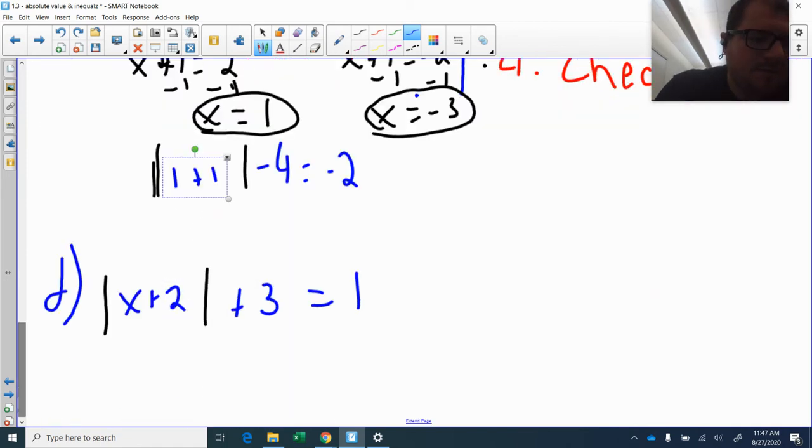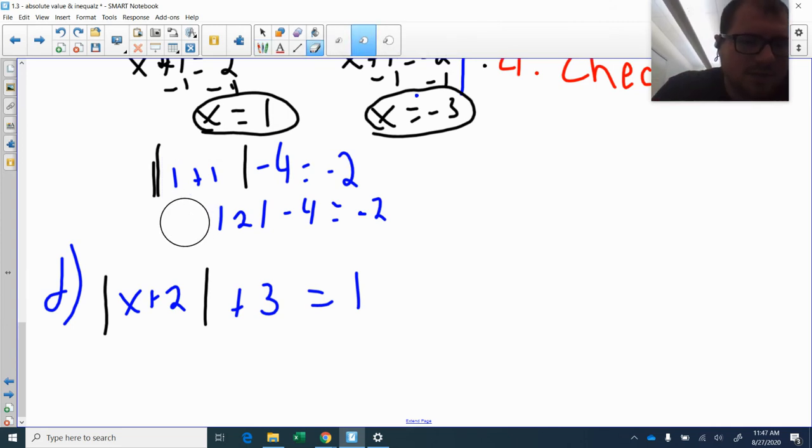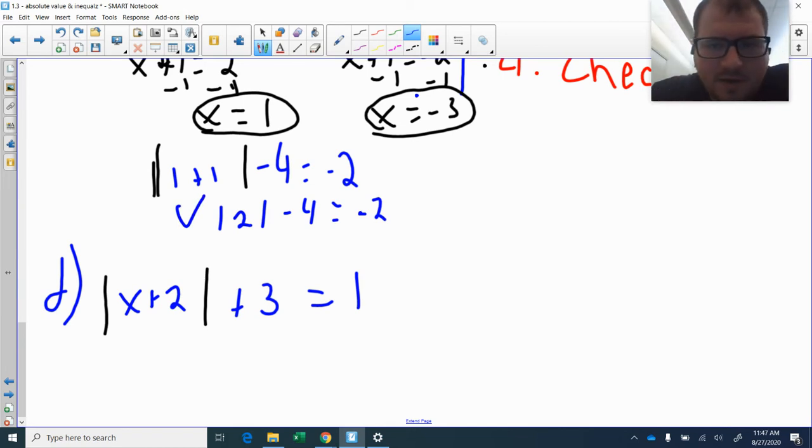Well, if I work that portion out, this comes out to be the absolute value of 2 minus 4 equals -2. The absolute value of 2 is going to be 2, so 2 minus 4 equals -2. So this one checks out. Let's get a better check mark there. Sorry, my handwriting sometimes is atrocious.